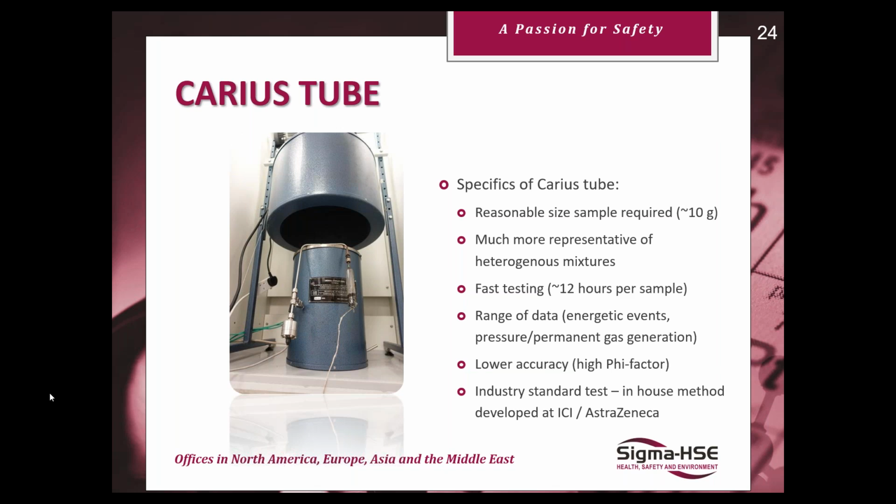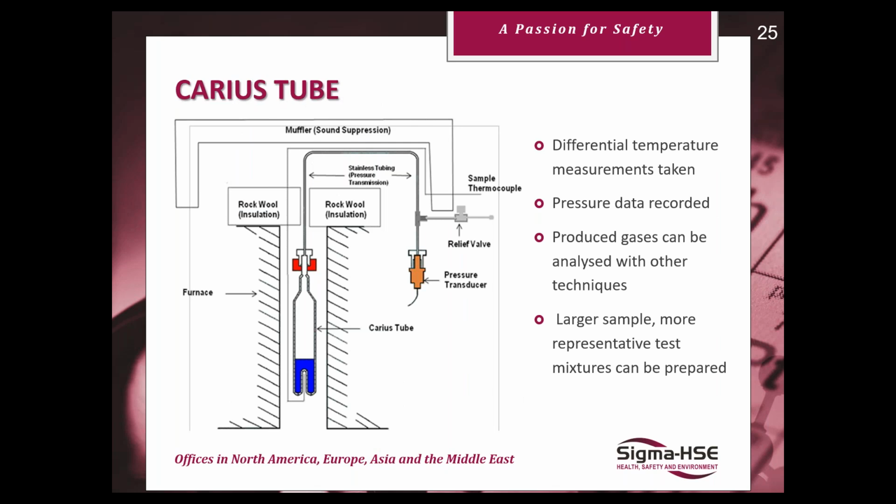So if we look on the next slide, we can see that the Carius tube works in a similar way. It takes the differential temperature between the oven and the sample. The only difference is really it doesn't actually quantify the enthalpy. However, it does have the benefit of being able to record pressure data. So we can determine permanent gas generation onsets, but also how much gas is generated from the decomposition.